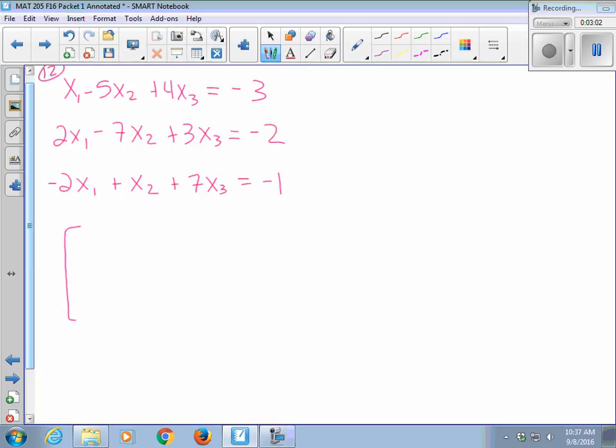All right, so I put the x1 coefficients in the first column. So I've got 1, 2, -2. x2 coefficients are -5, -7, and 1. And x3 is 4, 3, 7. And then the constants on the other side of the equal sign are -3, -2, -1.